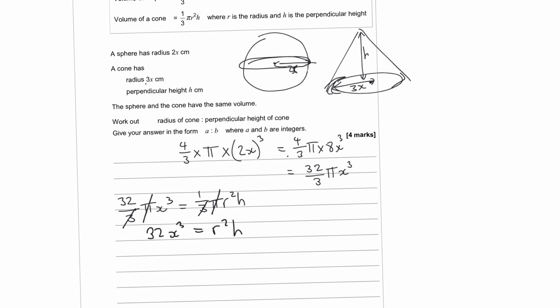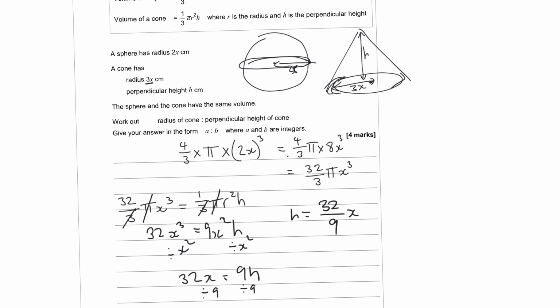Then we know that the radius of the cone is 3x. So I'm going to substitute that for 3x. So it will be 3x squared. And we know 3x squared would be 9x squared. So now we've got this. So what we can do is we can divide both sides by x squared. And that would leave us with 32x is equal to 9h. So now to work out what h is, it would be 32 over 9x is our h, because what I just literally did was divide 9 on both sides. So now I know what my h is.